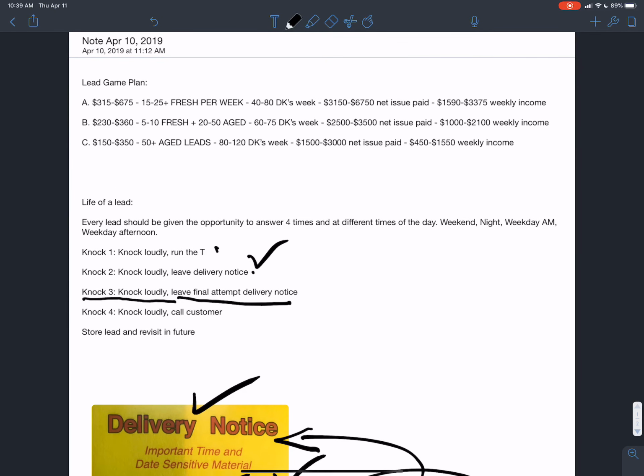The fourth and final door knock, okay, knock loudly and then call the customer while you're standing on the doorstep. Just call them right there on the doorstep. Hey, I'm sitting here, just wanted to bring by this information. I can never catch you. I've tried you at night. I've tried you on the weekend. I've tried you on the weekday. But I haven't been able to get a hold of you. I just need to get this information for you, cross you off the list. When's a good time for us to meet? Okay, and just do your best to try to get the sale.